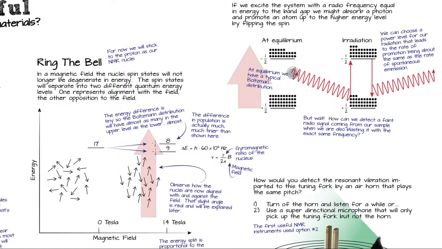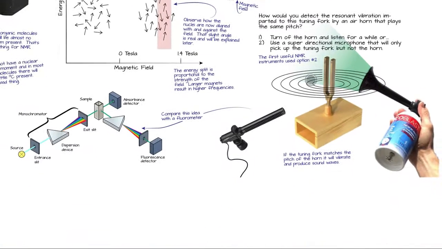But if I'm frying this with a higher powered radio signal, how do I listen to a very faint signal of the same frequency? I mean, I'm basically jamming my own signal. So NMR, to make it practical for chemists, requires an enormous amount of engineering. So in principle, how might we do this?